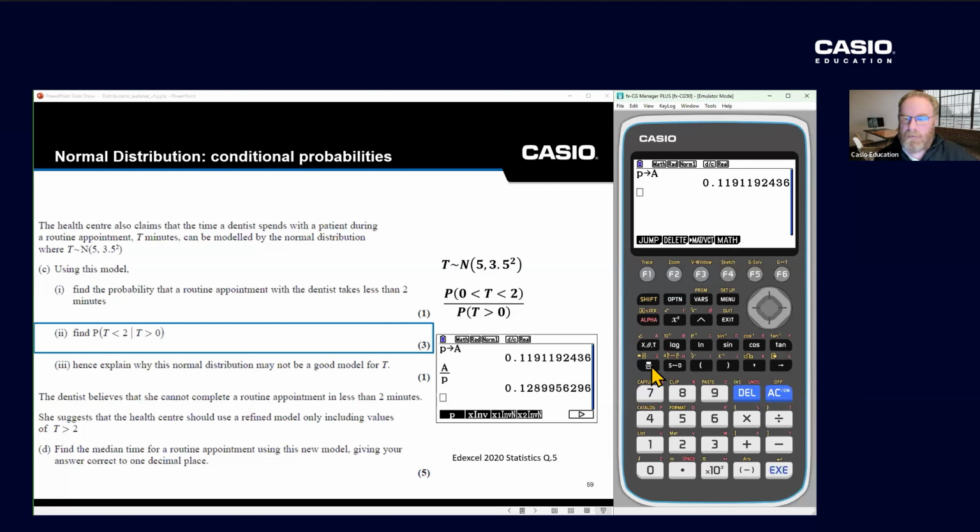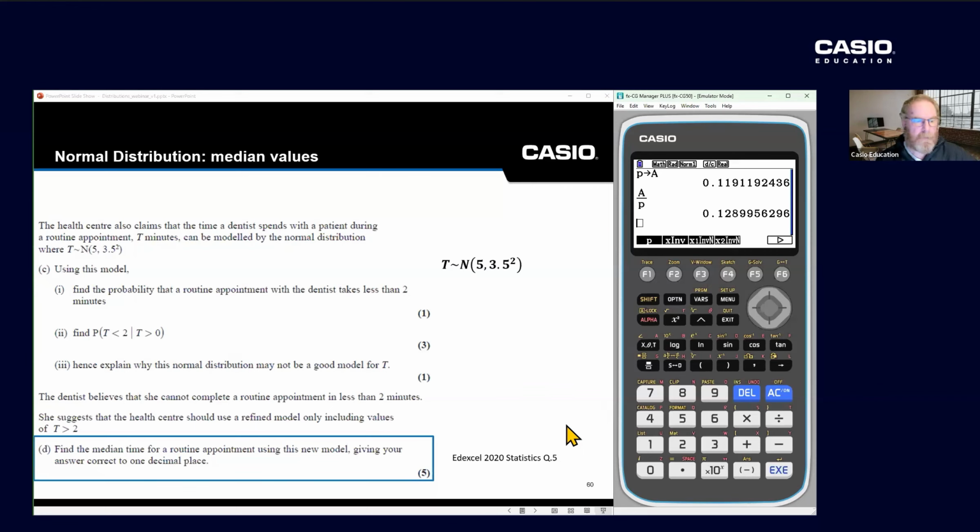So I've got a fraction this time. So I've got the value of between 0 and 2 stored as the variable a. I now want to divide that by my last calculated probability. Okay. And then when I calculate, I get, was it, 12.8-ish%. Okay. So that's how you can extract your probabilities, which is quite nice.